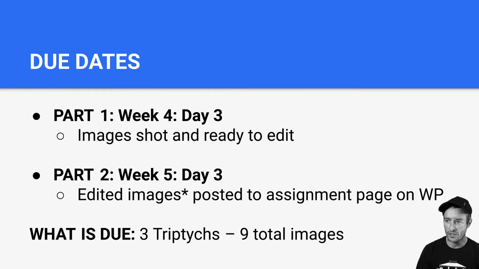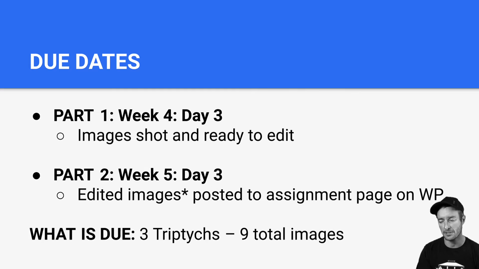So it's in 2 parts. Again, the first part, I am setting that as a deadline only. So your image is shot and ready to edit, but you're not actually turning anything in for that assignment. You're just being prepared. So when I give you part 2 of that assignment, you're ready to work on editing those images and finalizing them to post to your assignment page in WordPress.